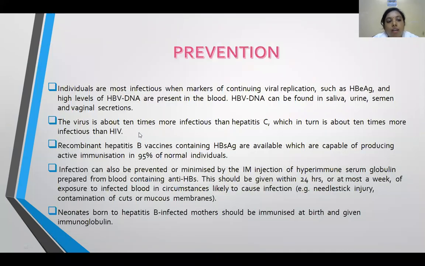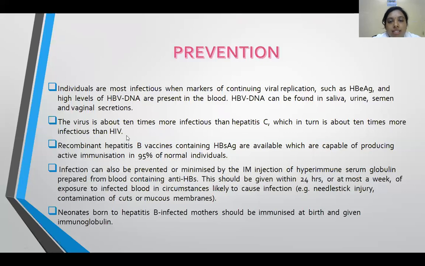How do you prevent it? Individuals are most infectious when markers of continuing viral replication, that is HBeAg, or high levels of HBV DNA are present. Where is HBV DNA found? In saliva, urine, semen, and vaginal secretions. Always remember, hepatitis B is more dangerous than HIV. Transmission is faster and quicker in hepatitis B. Always keep it in mind when you do your house surgency duties. The virus is about 10 times more infectious than hepatitis C, which in turn is 10 times more infectious than HIV. HBV transmission is more likely than hepatitis C transmission.